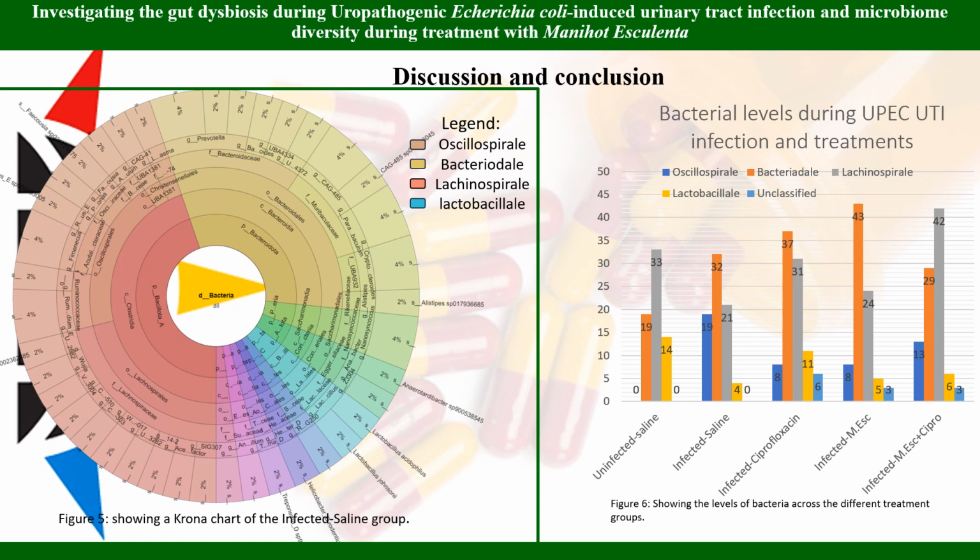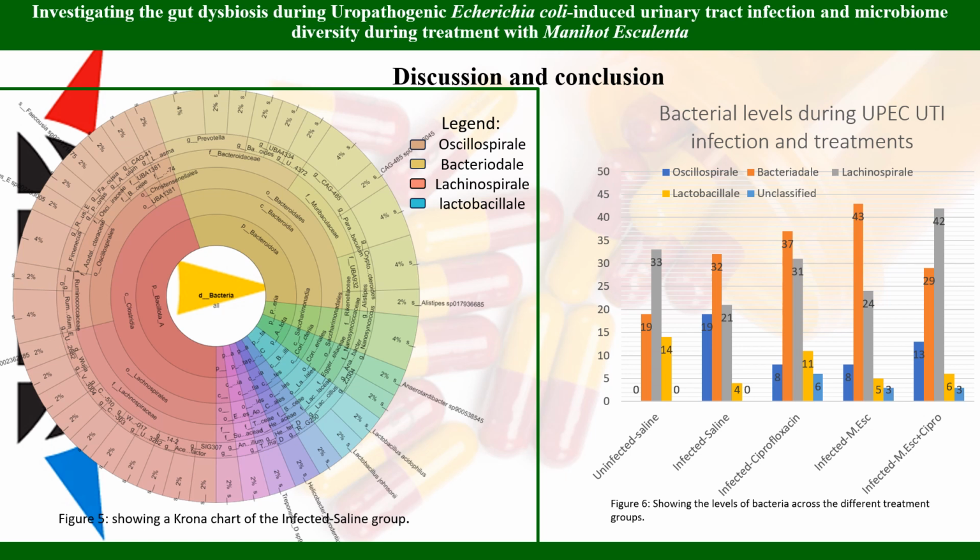And then the next one is Lachnospirales. Lachnospirales is an anti-inflammatory group of bacteria. We saw that when the UPEC strain was introduced, Lachnospirales levels dropped from 33% to 21%, meaning that the host is less capable of fighting off inflammation than before the infection. However, ciprofloxacin was able to elevate the levels up to 31%, and Manihot esculenta was able to elevate the levels from 21 to 24, and then the M. esculenta and ciprofloxacin combination raised the levels all the way up to 42%, giving the host a better chance at fighting off any potential inflammation in the body.